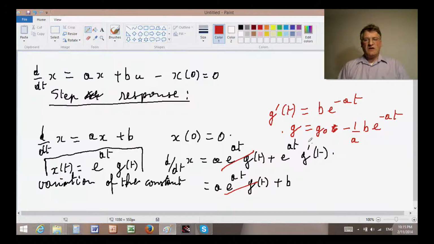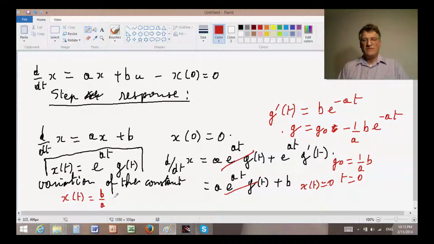Now, since we know that x of t must be 0 at t equal to 0, what we conclude is that g0 must be equal to 1 over ab, such that x of t now looks like 1 over a times b times 1 minus e to the minus at.